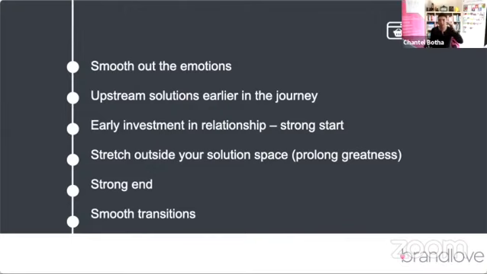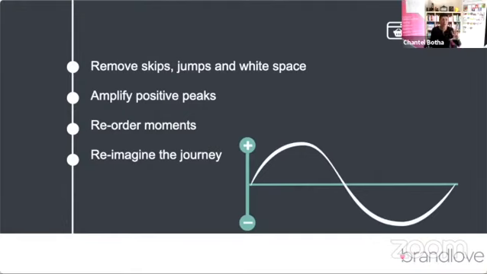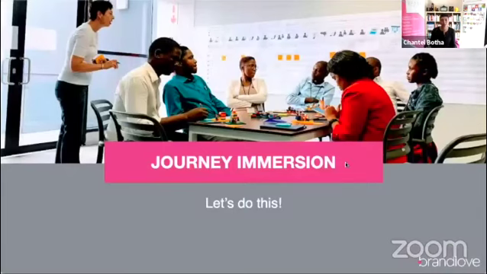It mustn't feel like, if I'm going from the app to the call center, I'm doing interplanetary travel. I want to feel like I'm just entering another place in the organization. All right. We want to remove skips, jumps, and white space, and amplify that positive peak. Sometimes we need to reorder the moments. If it makes sense from our system perspective, sometimes we just need to reconsider. And then just abandoning what we know and how we're stuck in our processes, and really just reimagine the journey.